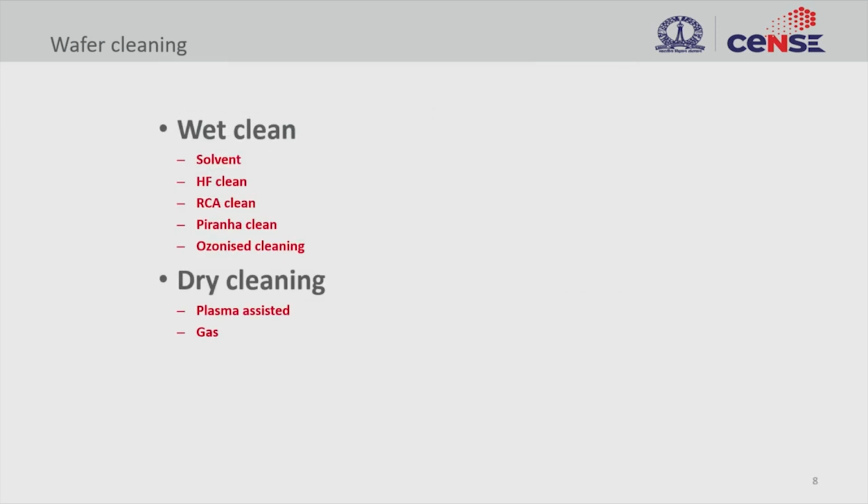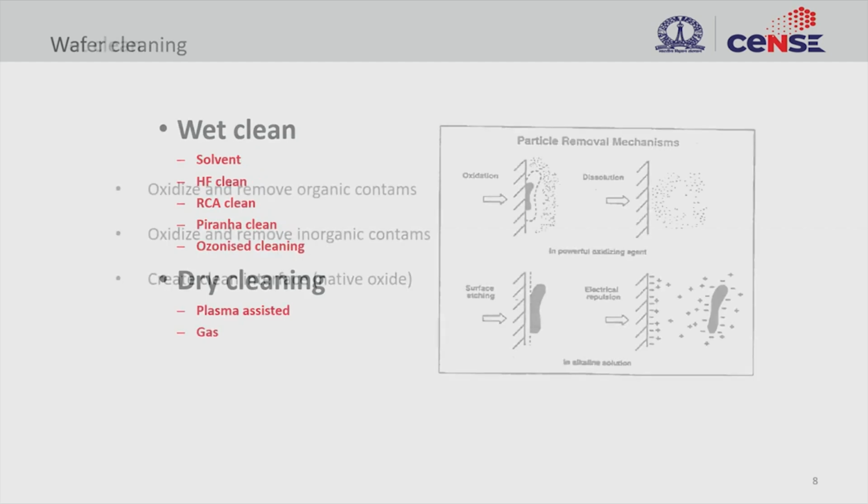So when we say wet cleaning, this involves the use of solvent, HF, or RCA clean, Piranha clean, or ozonized clean as well. So all of these are done using wet chemicals. So when we use wet chemicals, we call it a wet clean. And then in dry clean, we can use plasma directly or any kind of gases that can etch away this substrate, right? So these are all something that we have already seen in our unit process. This is just to recap on that.